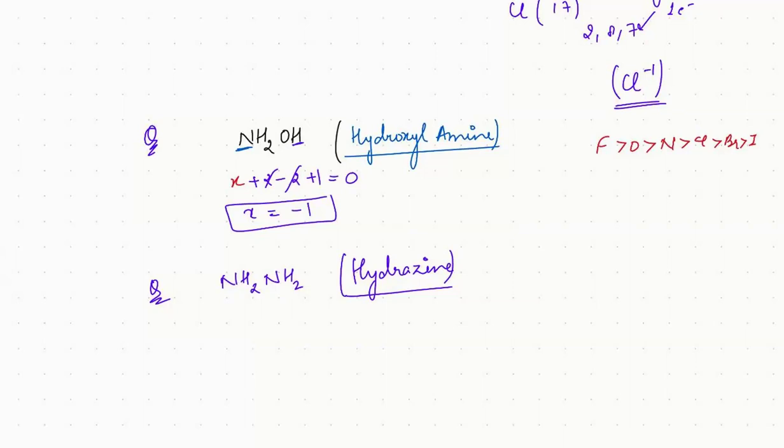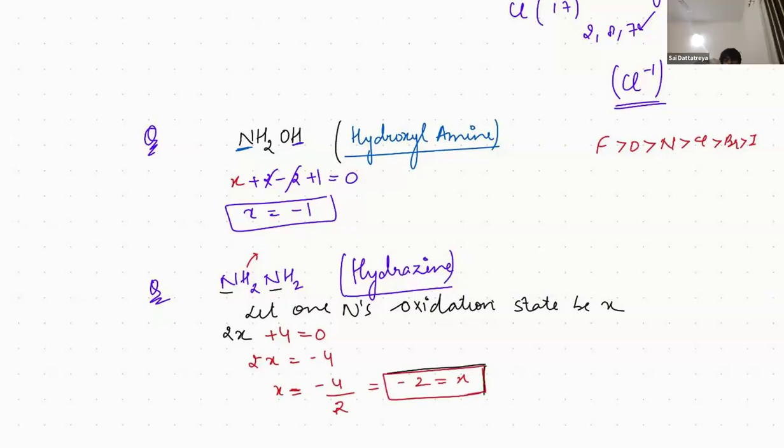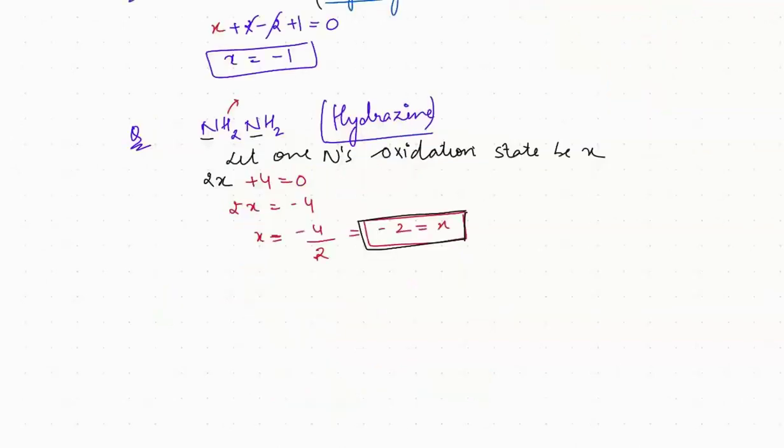So now what do you do? You have 2 nitrogens. Let one nitrogen's oxidation state be X. So for 2 nitrogens, 2x. For 1 hydrogen it is going to be +1, so for 4 it is going to be +4. Overall it's going to be 0. So 2x equals -4. So x is equal to -4/2, and that would mean -2. That means x is going to be -2. Got the point? Right.